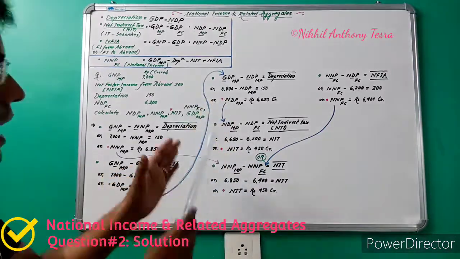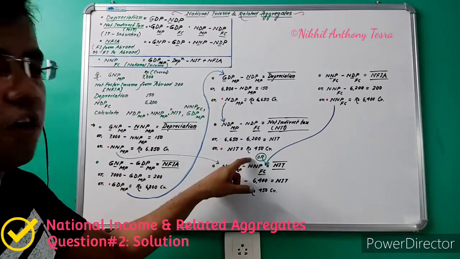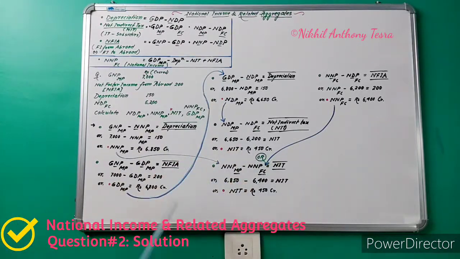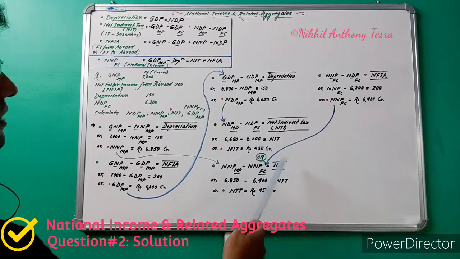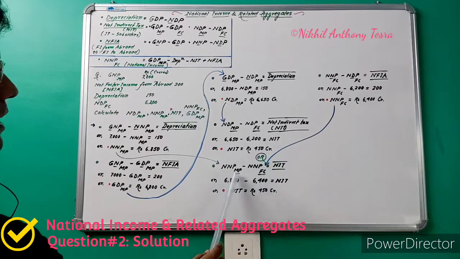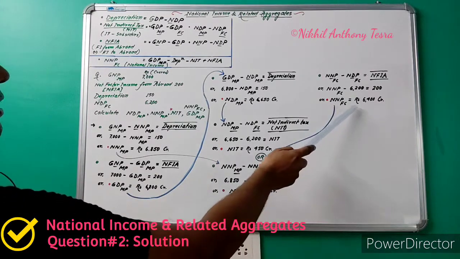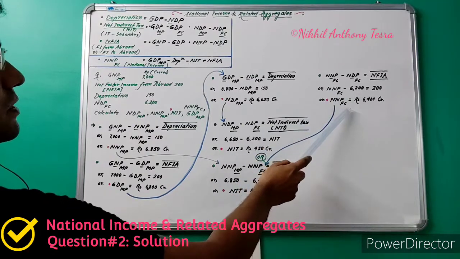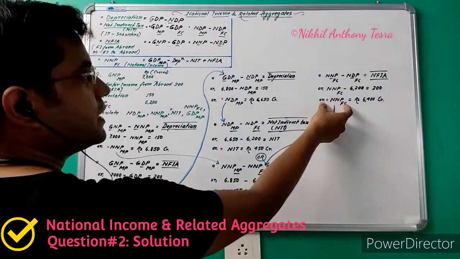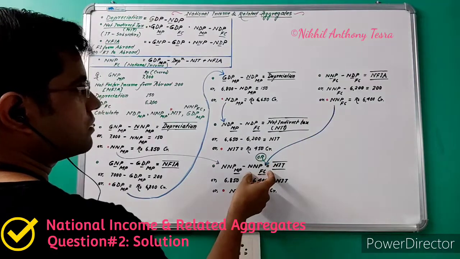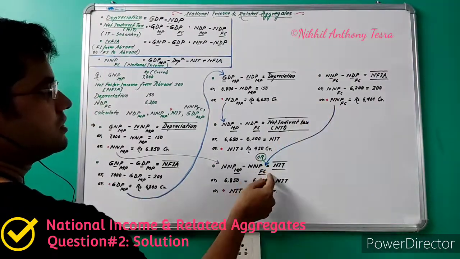So it is done. Again, let's take another method. The same thing, you need to calculate NIT, market price minus factor cost. Now let us consider NNPFC. This part is in factor cost. Copy this one, paste it across. This is in factor cost.